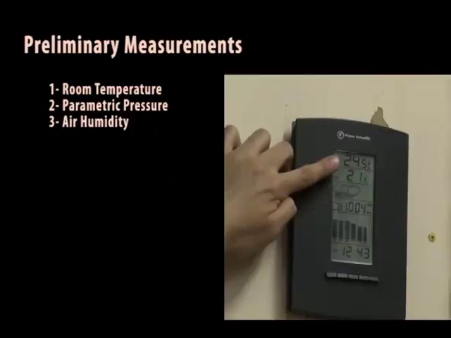Preliminary measurements. Several preliminary measurements should be done to gather the required data to calculate the air density. These measurements are the room temperature, the barometric pressure, and air relative humidity. These data can be taken from the digital weather station installed in the lab.